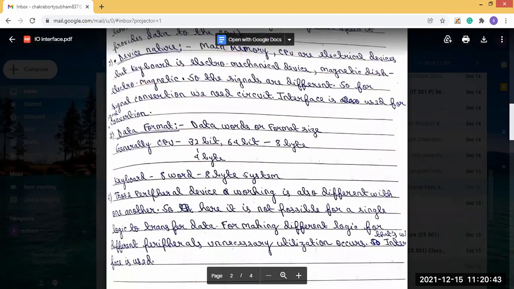And the last reason, these are the four reasons we use the interface in our system. The last one is that the working of peripheral devices is also different from one another. Printer working is not the same as keyboard working, because through the keyboard we type and put in the data so that it can go, be processed, and we see the output.